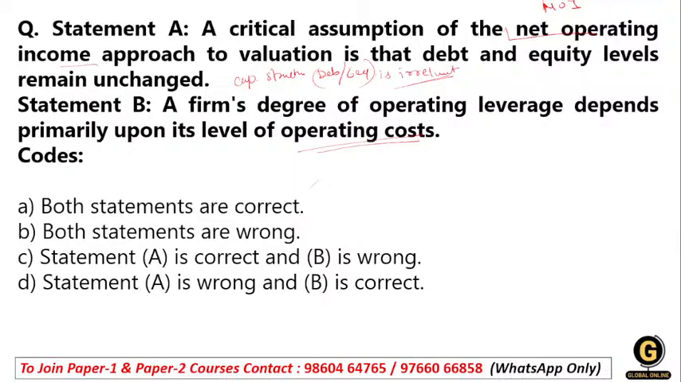Overall cost of capital remains constant regardless of its capital structure, and market value is not affected by the leverage. So you understand that a firm's degree of operating leverage depends primarily upon its operating cost? No, it's not upon the operating cost. It depends upon the WACC, the overall cost of capital. So both statements are wrong, that is option B. Both the statements are incorrect.